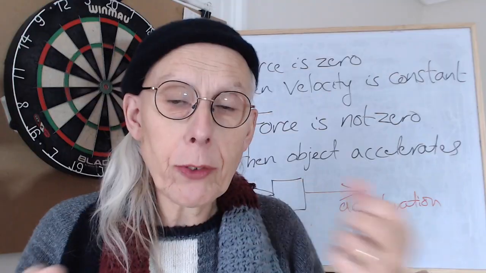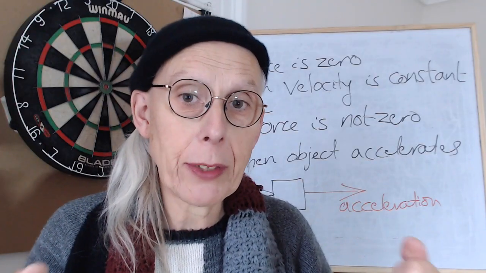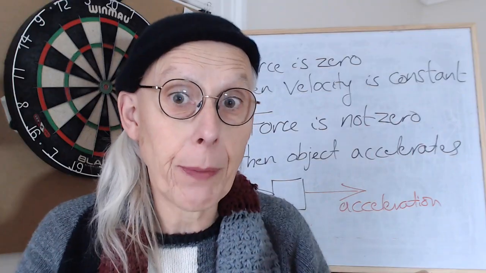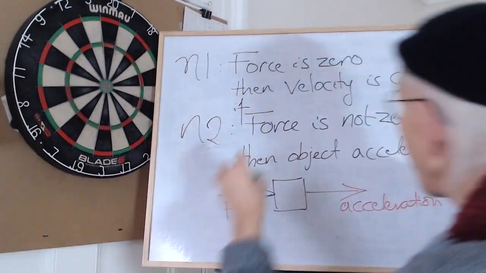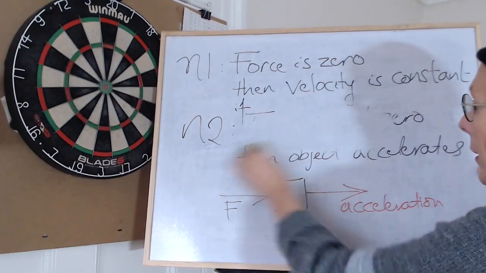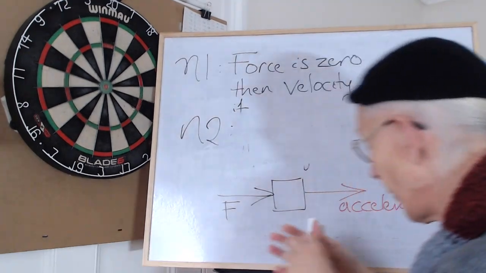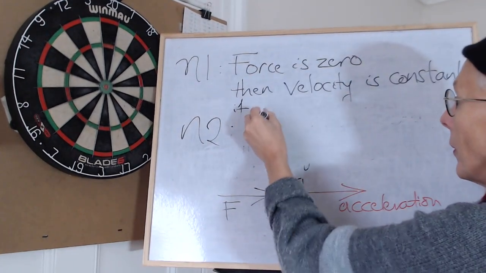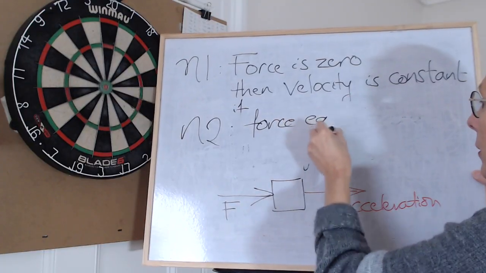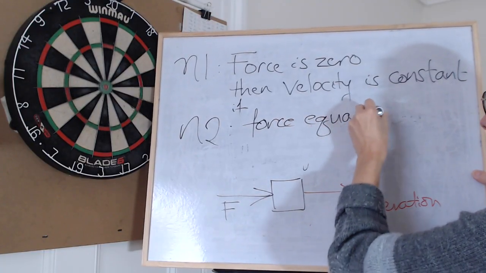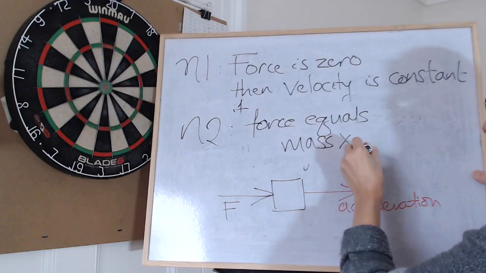So we need a constant that relates the acceleration to the force. And what is that constant? It's the mass. It's the mass, okay? So if we want to make this law more precise, what we say is that force equals mass times acceleration.